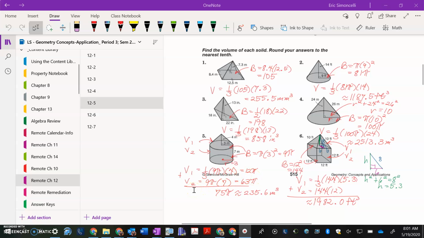V sub 2 we can also calculate by a prior volume formula, capital B times h, which in this case is again 9 pi, times those 7. So 9 times 7, of course, 63, then pi still has to be accounted for. Add these two, you get 75 pi, which is approximately 235.6 meters cubed. Number 6.